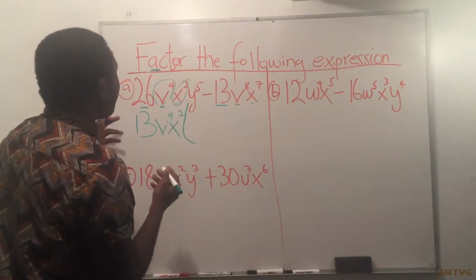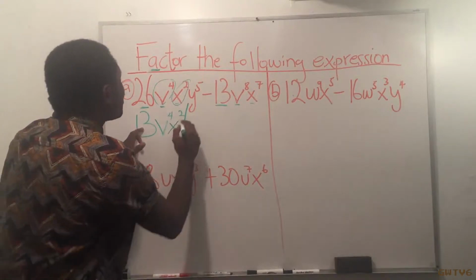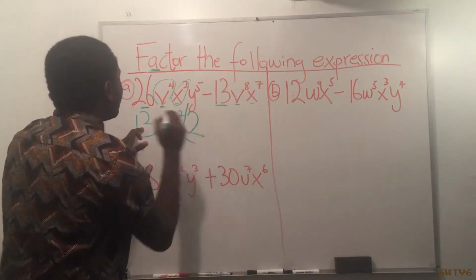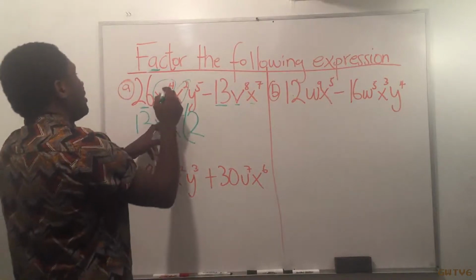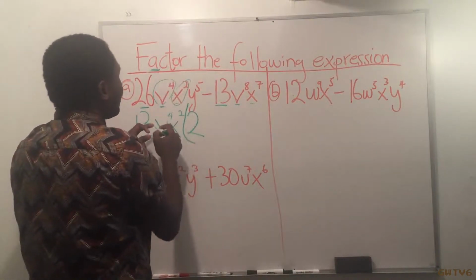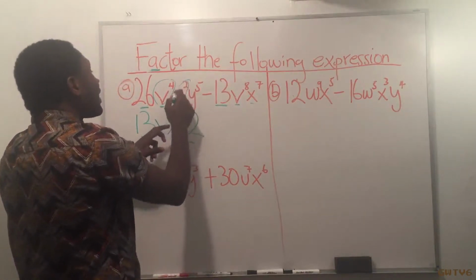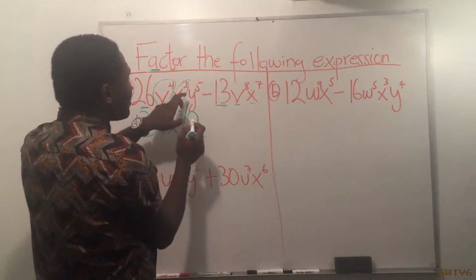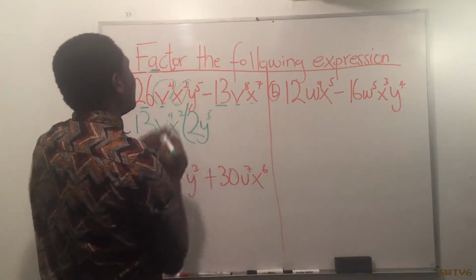I can use a calculator if I'm allowed to. But 26 divided by 13 is 2. So I have my 2. And then V4 divided by V4, they are all the same, so that will just cancel out. And X2 divided by X2, they are the same, so that will cancel out. And what is left? Y5. So I'm just going to add Y5 to that.